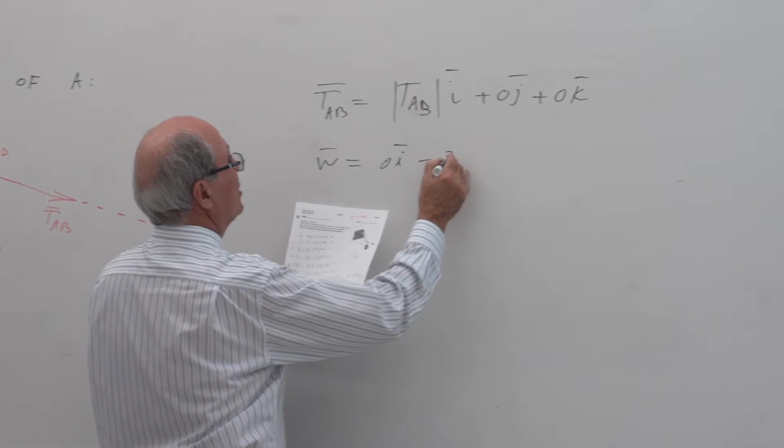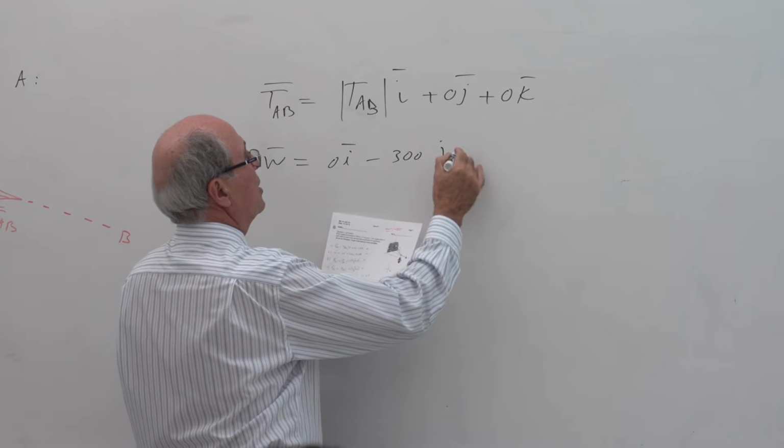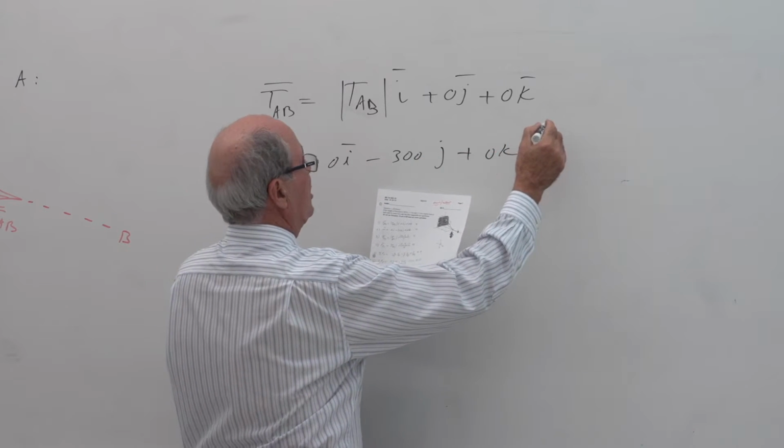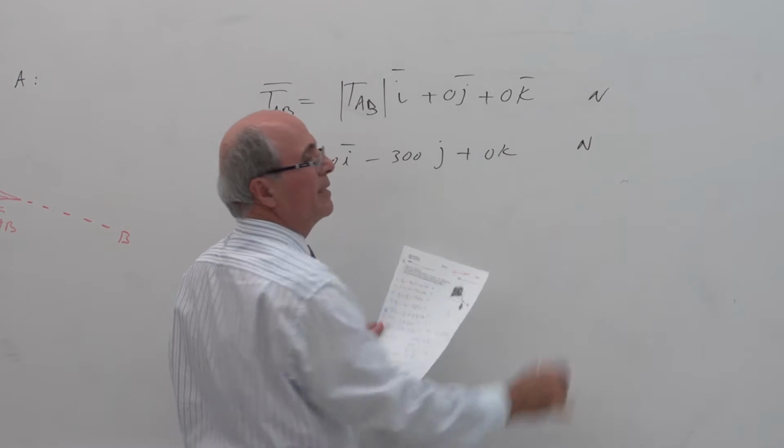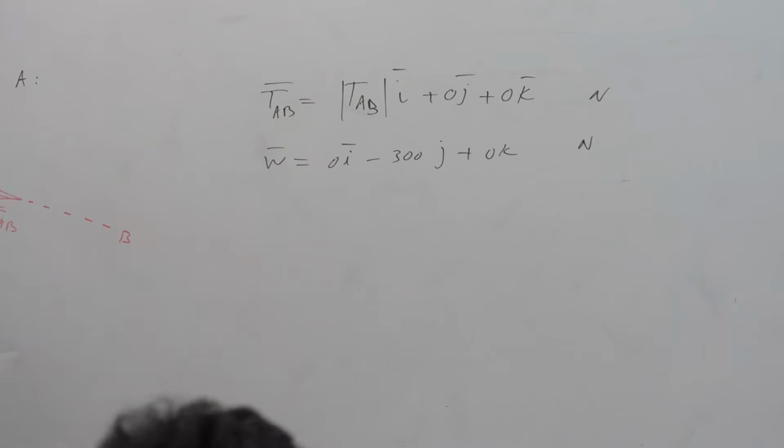0i minus 300. The magnitude is given, goes downward. j plus 0k. Obviously, you have to put the units in front of every number. Some of you are more specific.